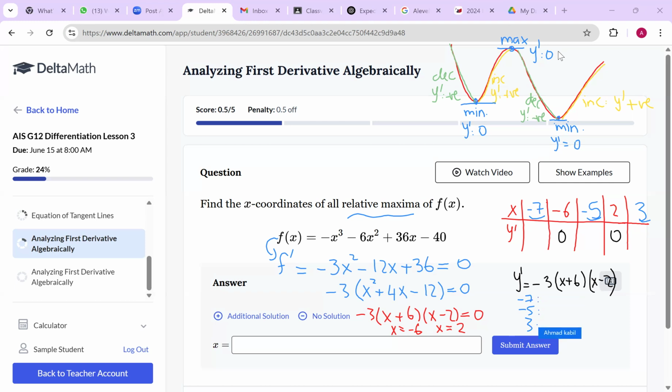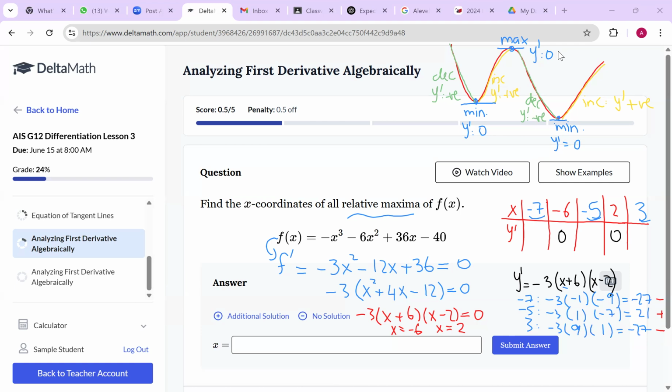For negative 7, we have negative 3 times negative 7 plus 6 is negative 1, negative 7 minus 2 is negative 9. So this gives us negative 27. For negative 5, we have negative 3 times negative 5 plus 6 is 1, negative 5 minus 2, negative 7. So this is 21. For the 3, we have negative 3 times 3 plus 6, which is 9, times 3 minus 2, which is 1. And this is negative 27 as well. So we don't really care about the numbers that we obtained, we just care about their sign. So negative, positive, negative.